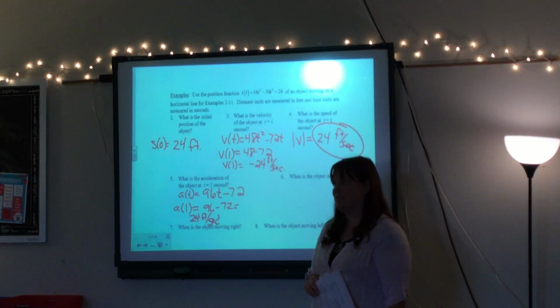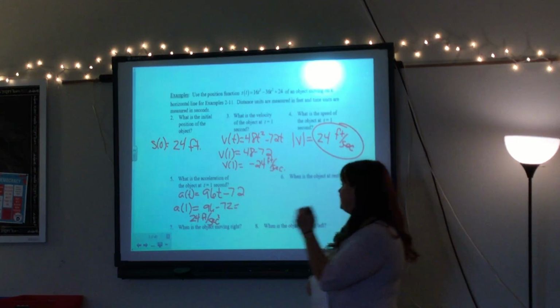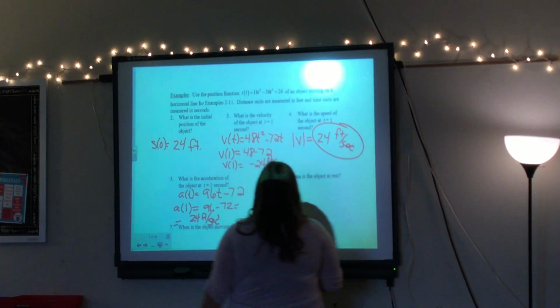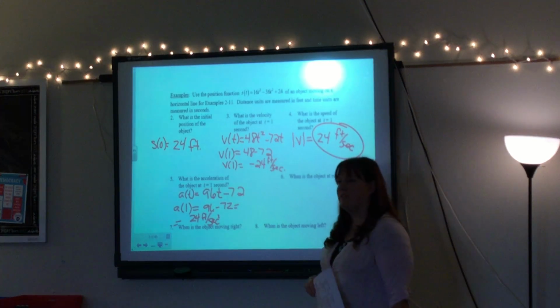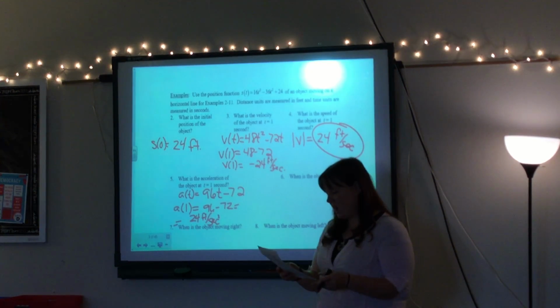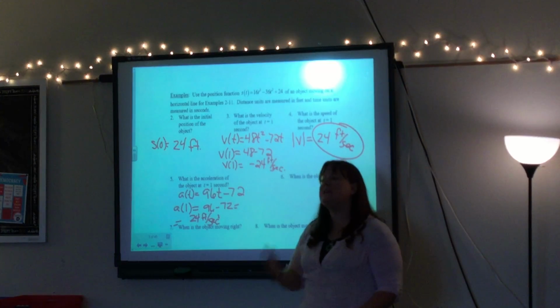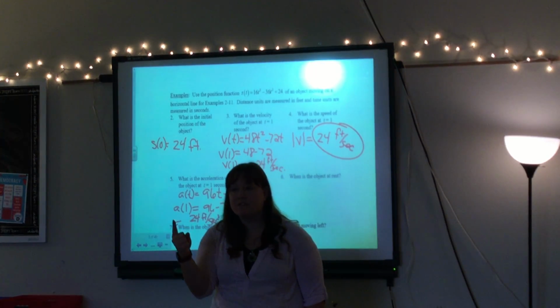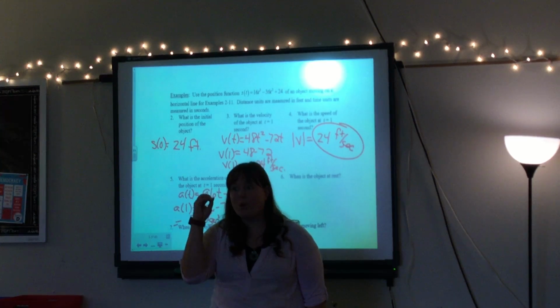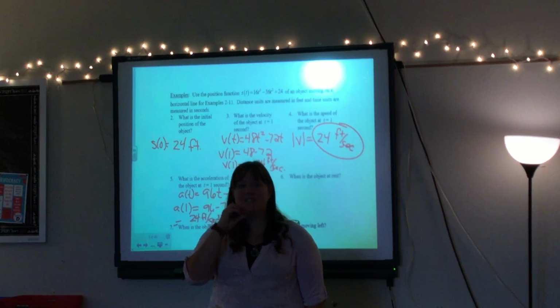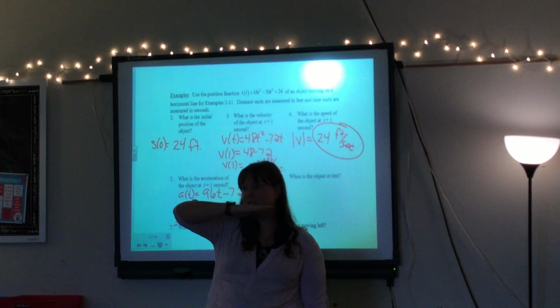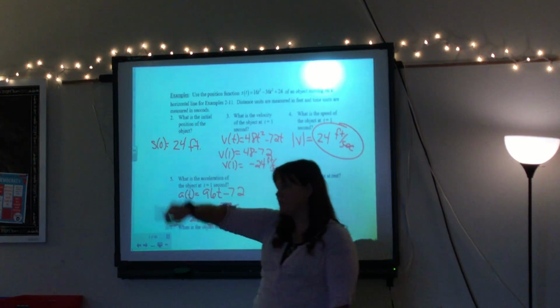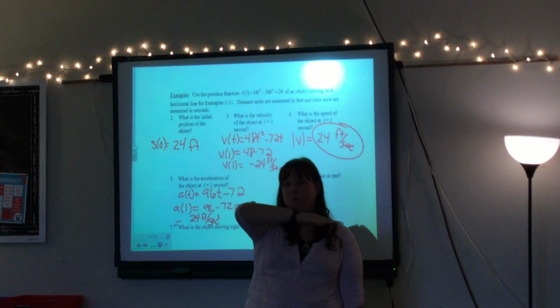When is the object at rest? What does that mean? Not moving. So the velocity is zero. Easy as that. The first derivative is 0, which means it has a horizontal tangent line. So at what point does our original function have a horizontal tangent line? That means its velocity is 0.